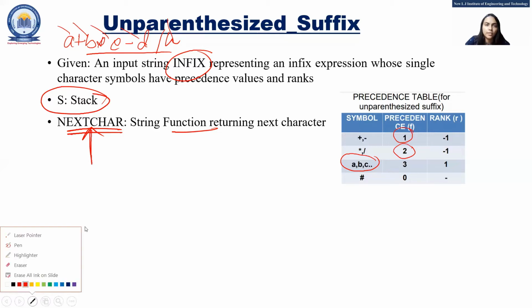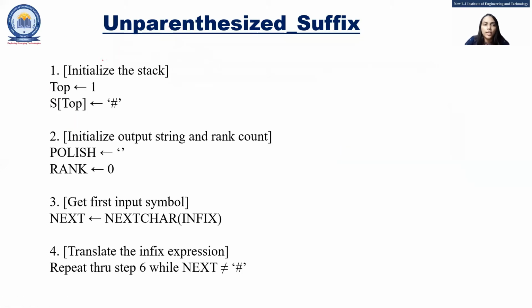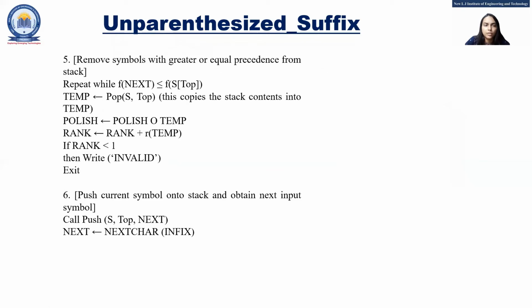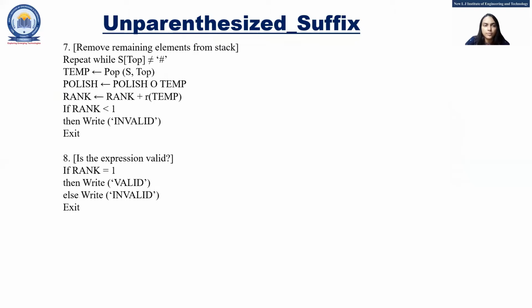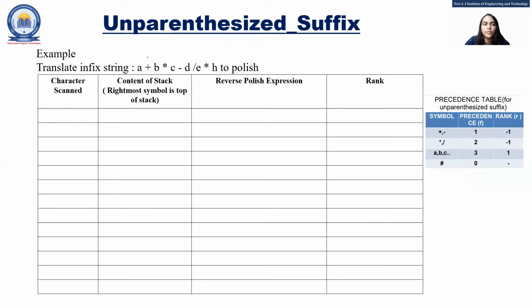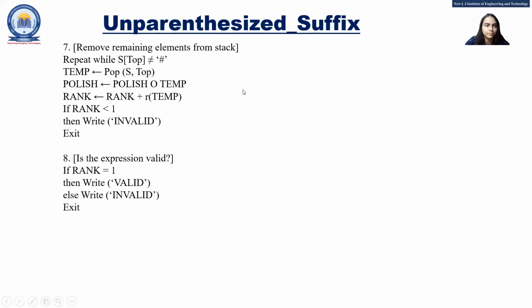Now let's have a look at the algorithm. First of all, we have to initialize the stack. I'll take you to the example also in order to understand how this algorithm works. If this is the string and we need to convert it into postfix notation, the string is a plus b star c minus d slash e star h. This is the string which has to be converted into reverse Polish. For suffix it is reverse Polish; sometimes for infix and prefix, only the word Polish is used.